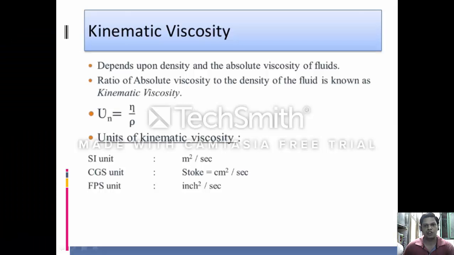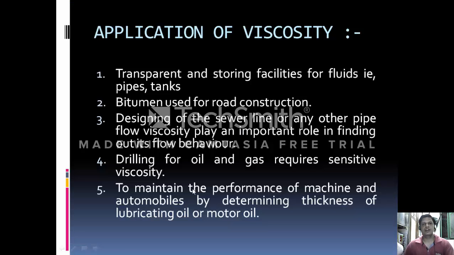Kinematic viscosity can be defined as the ratio of dynamic viscosity to the density. The SI unit for kinematic viscosity is meter square per second. The other unit is the stoke. Next, what are the applications of viscosity? Transporting and storing fluids in pipes and tanks, and bitumen used for road construction, which has a higher viscosity, and drilling for oil and gas requires sensitive viscosity control, and there are so many numerous applications of the viscosity property.